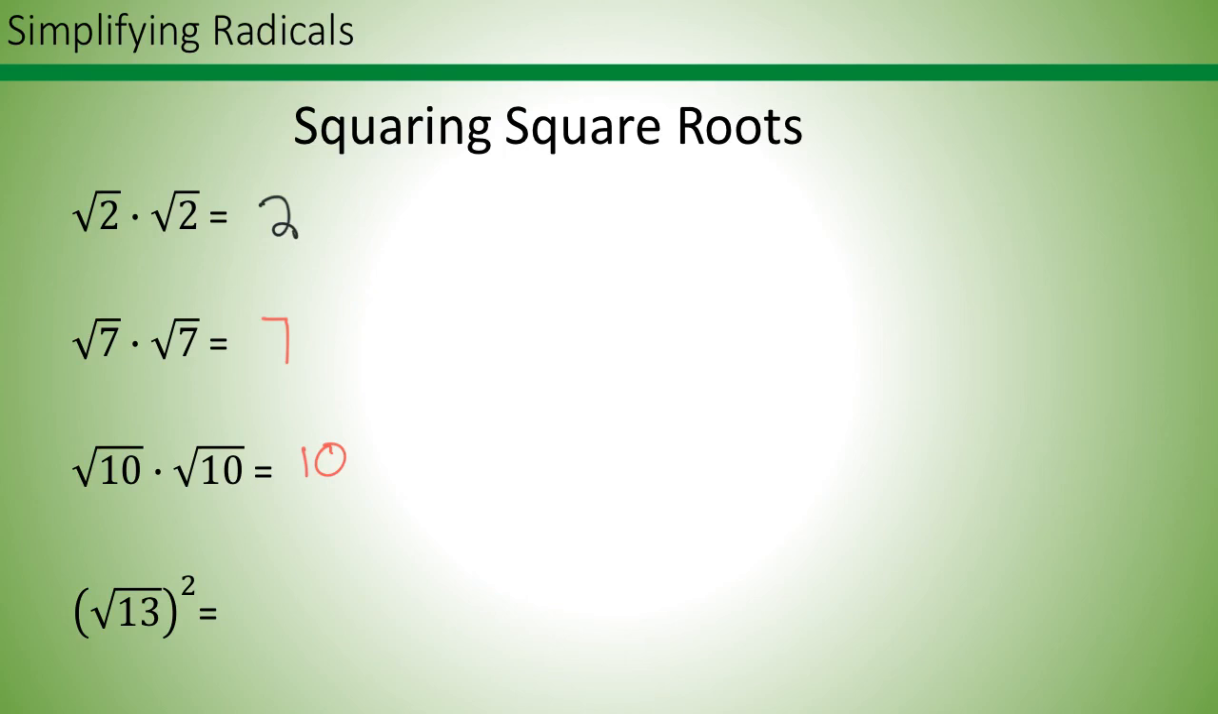And then root 13, whenever I square something, that means I have the same thing twice. So that's really root 13 times root 13, which also is going to be 13. Okay, so whenever you see a square root that is being multiplied by itself, that number is just going to come out.